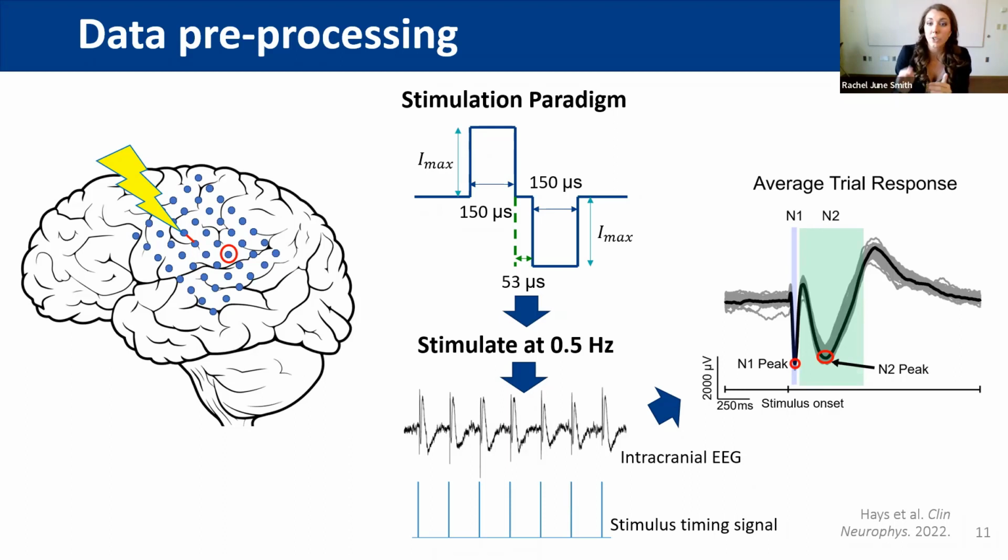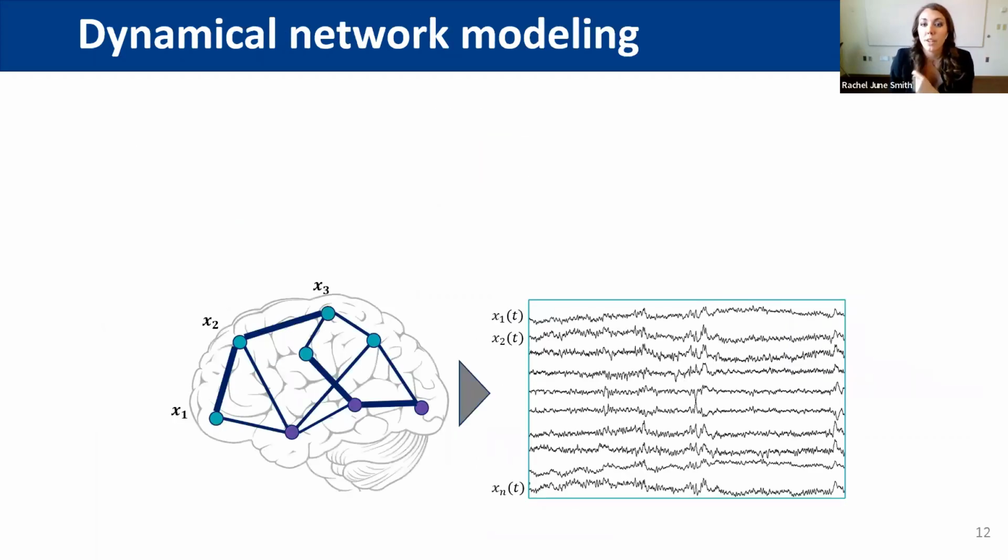And then the N2 peak is a peak that happens anywhere from 100 to 500 milliseconds after the stimulus, and it's really thought to represent more of the subcortical dynamics, so something like subcortical driving, going through the thalamus and coming back out, right? So you have this kind of stereotypical response that we're looking at. We're going to use this average trial response in our dynamical network model.